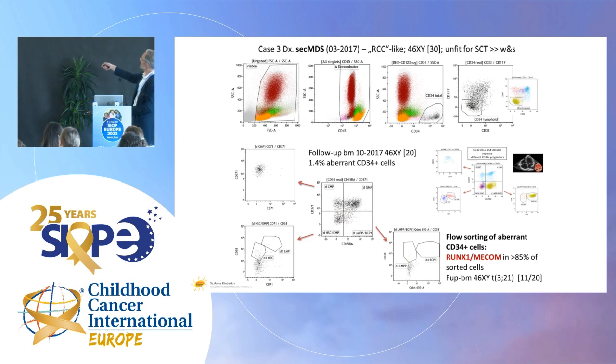Other case, and I'm coming to the end, also an RCC-like situation, patient with 46 XY chromosomes, many karyotypes investigated, unfit for SCT, was a secondary MDS, wait and see. Then we looked into our chart. To some extent, it was mimicking something like normal with lacking in the LMPP chamber, but then outside, aberrant phenotype, outside the regular appearance of cells, so CD38 negative, sorted those cells, found a fusion.